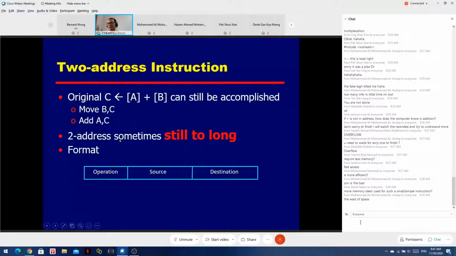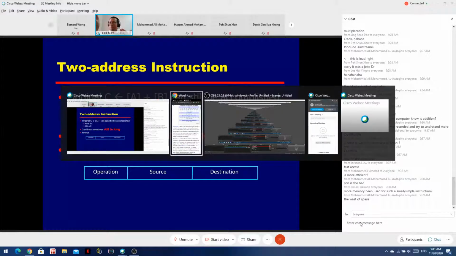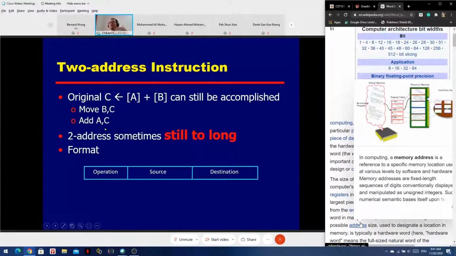Now, if you are very particular about having A plus B must be stored into C, then one suggestion is that you need 2 instructions. For example, you move B into variable C, which is still a 2 address instruction. So in C, you have the content of B, and then you add A to C. I hope you understand this one.